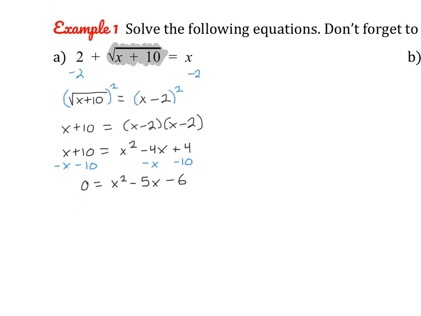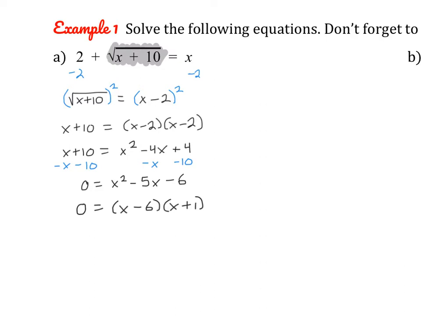And here you can solve this in a number of different ways. For me, if the equation is factorable, that's always going to be the method that I use. But of course, quadratic formula should always work. So this one is factorable. So it's going to be x minus 6 times x plus 1.